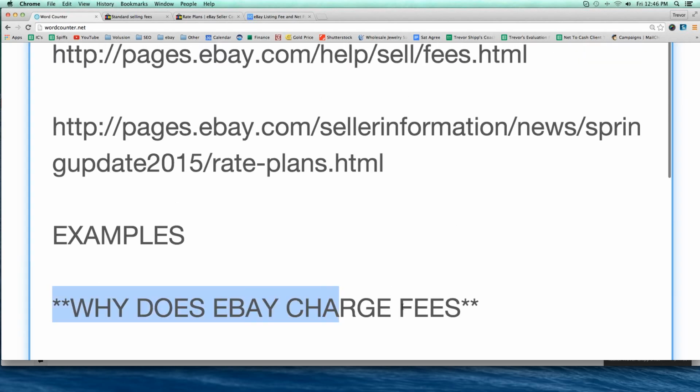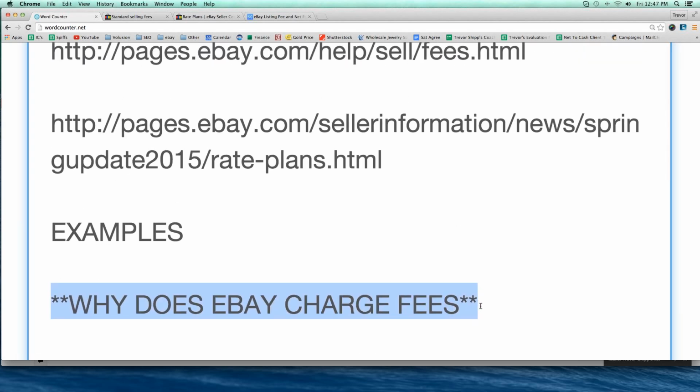Okay, so let me scroll up here. We already alluded to this a few minutes ago. Why does eBay charge fees? Well, that's how they stay in business as a company. They make their money off of our selling fees. And yes, it's 10% and it's 3% for PayPal. And yes, it is substantial for us as sellers. It's something we have to factor into our prices.